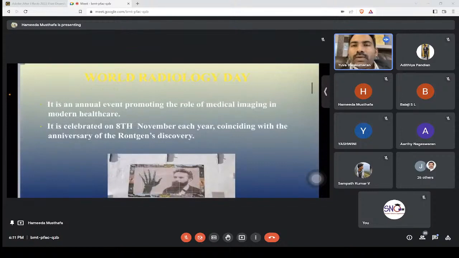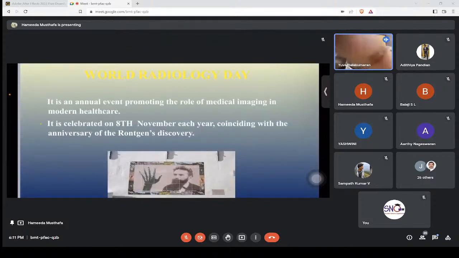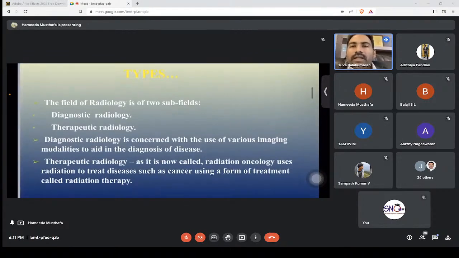Next. Okay, World Radiology Day. November 8th, when the X-ray was discovered, is considered World Radiology Day. It's an annual event promoting the role of medical imaging in modern healthcare. There are two types in the field of radiology: one is diagnostic and one is therapeutic. Diagnostic radiology is concerned with the use of various imaging modalities to aid the diagnosis of disease. Therapeutic radiology is now called radiation oncology, where we use radiation to treat cancer, and it is known as radiation therapy. So one is diagnostic and one is therapeutic.